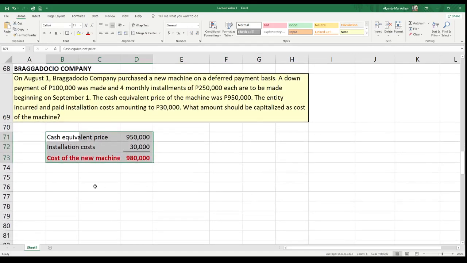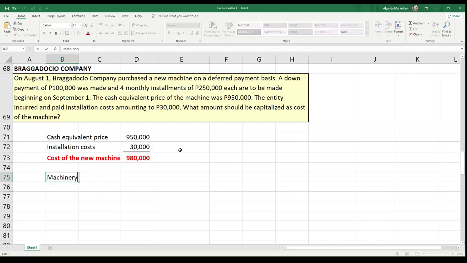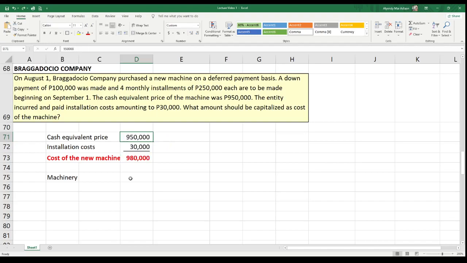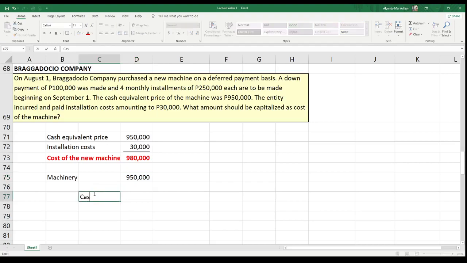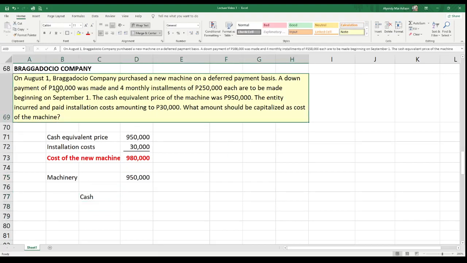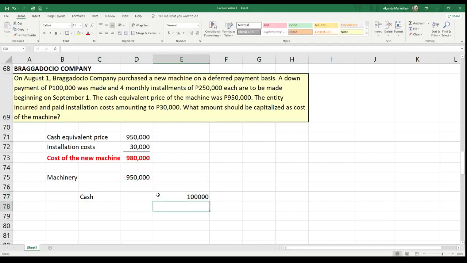But for you to have an example again of the journal entry, so that we don't forget, I will go back to the journal entry. So, it would be a debit to machinery. How much? 950,000. Okay? Credit to cash. How much is the down payment? This 100,000. Right? And note payable. Okay, for the note payable, we have 250,000, and that is 4 months. So, we have 1 million.